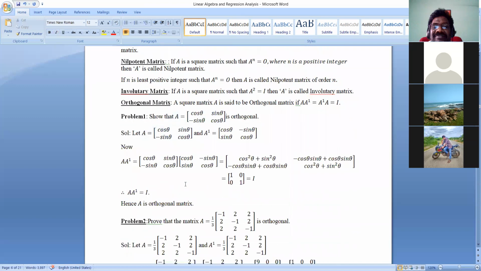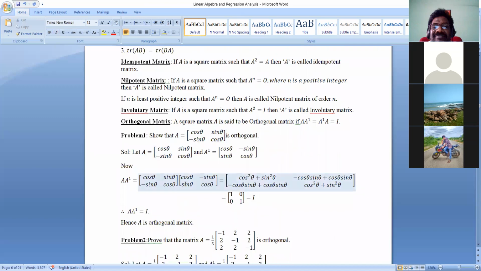Next, we come across the idempotent matrix, the nilpotent matrix, the involutory matrix, and then the orthogonal matrix. These are specific matrices having some basic features. If A square equals A, then the matrix is called an idempotent matrix.